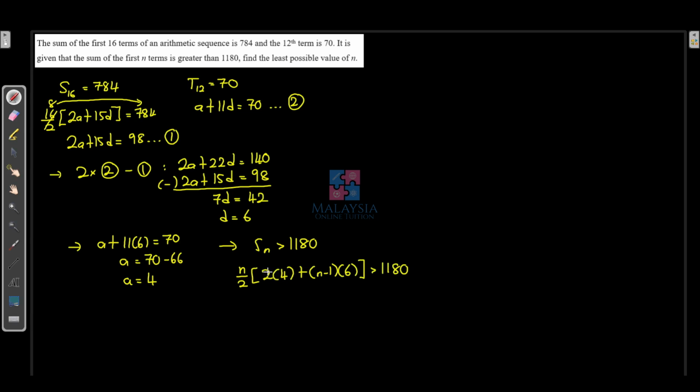We can shift the 2 to the right hand side, and then we have n open bracket 8 plus 6n minus 6, and then greater than 2360. So 8 minus 6, that is 2. So we have 6n squared, and then plus 2n. Shift this to the left, so minus 2360 to be greater than 0.